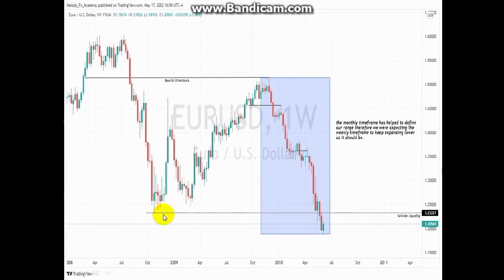Until price gets down to these lows to sweep out this liquidity, our bias is going to be bearish. So the monthly time frame has helped to define our range, therefore we'll be expecting the weekly time frame to keep expanding lower as it should. Now this will obviously be our shift in market structure, right? We have price consolidating a bit.